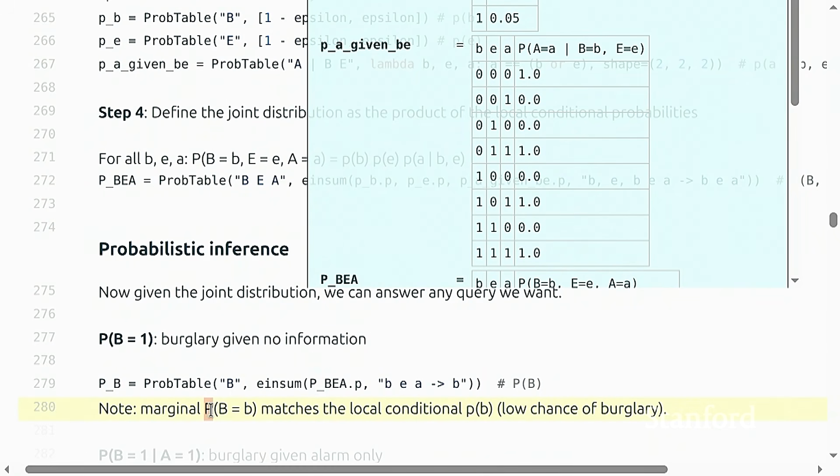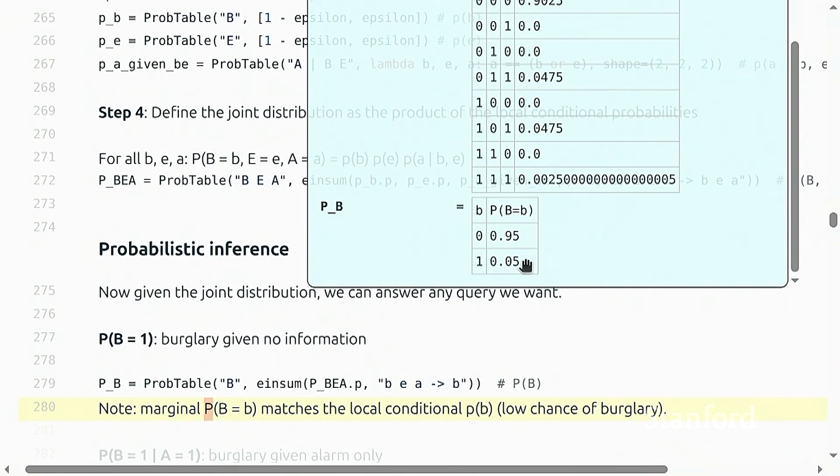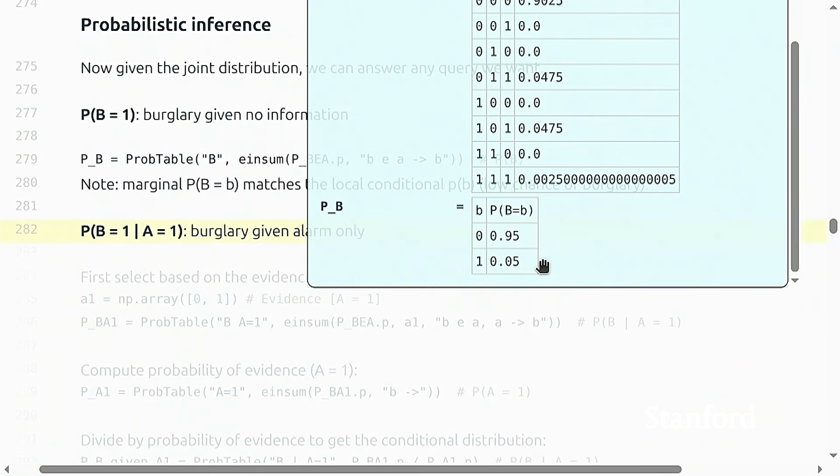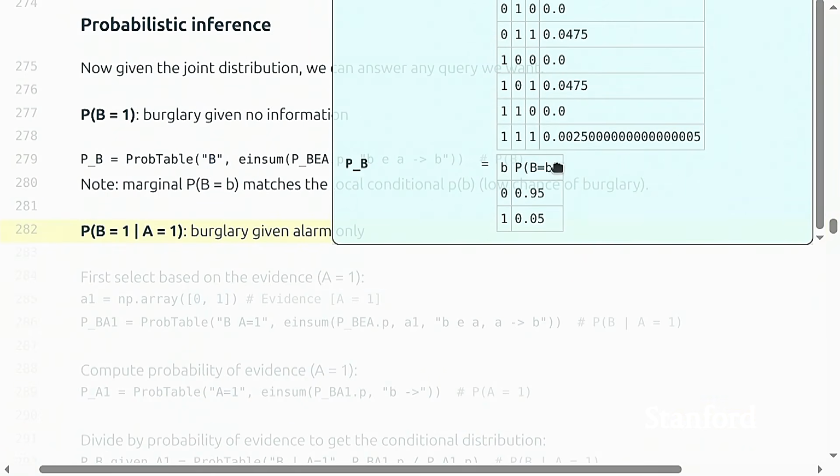It's maybe not obvious at first sight that they should be the same, but they happen to be the same in all cases, which is why sometimes people just mix up the two. But if you want to understand rigorously where things are coming from, there are the local distributions that define the probabilities, and then the marginals, which are derived. Okay, so the probability of burglary in this case is 0.05. It's pretty low, that's as advertised. And now let's do burglary given alarm only.